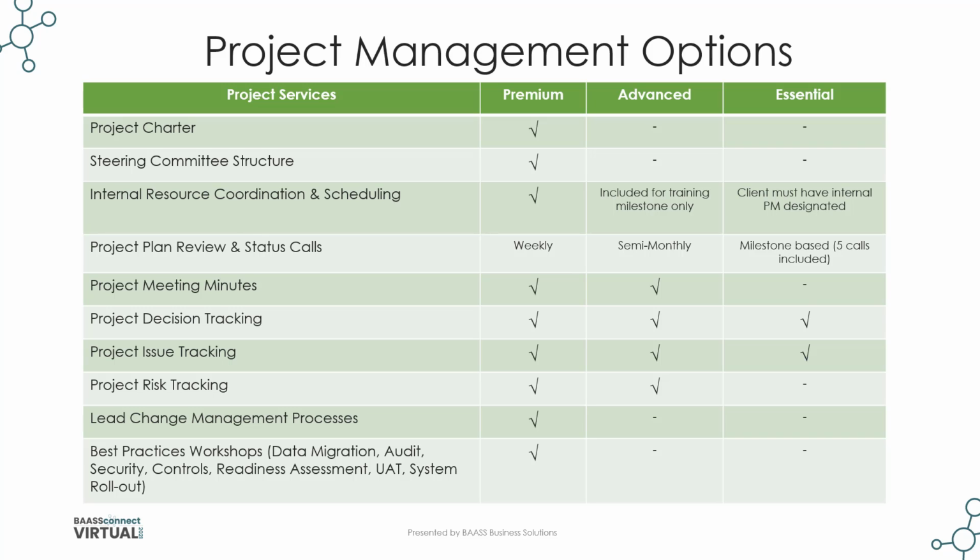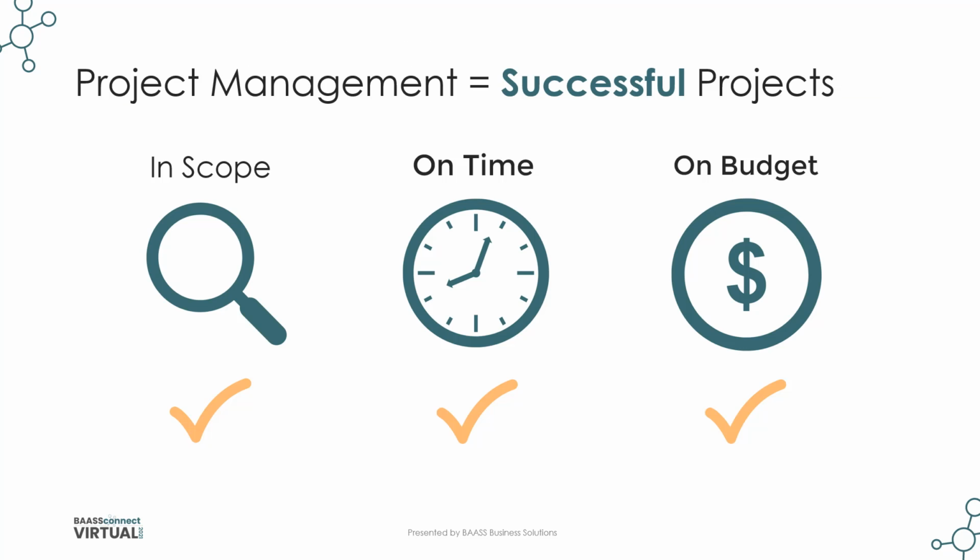With the advanced option, this is typically an implementation that would be 3 to 6 months. And a premium implementation is anywhere from 6 months to 2 years. Our final slide here is just to leave you with what makes up a successful project. We are in scope, we are on time, and we are on budget.